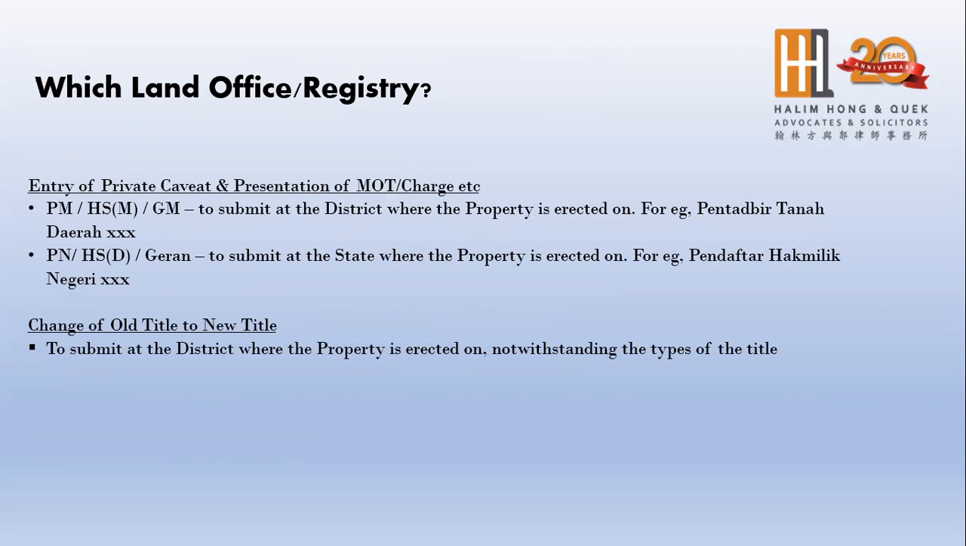Okay. So which land office or registry? Usually you look at the title, then you will be able to know. For entry of private caveat and presentation, you always check whether it's PM, HSM, GM. So everything ends with M, right? You submit at the district where the property is erected. And for PN, HSD, Geran, you submit at the state. You look at the Negeri. If you want to change old title to new title, then you have to submit to the Daerah, notwithstanding the type of property. For application for foreigner consent, you also need to submit at the district, Daerah.